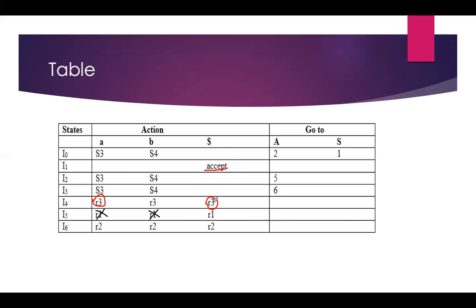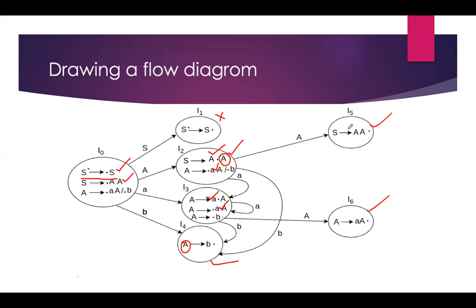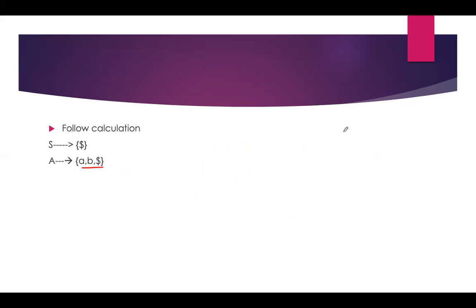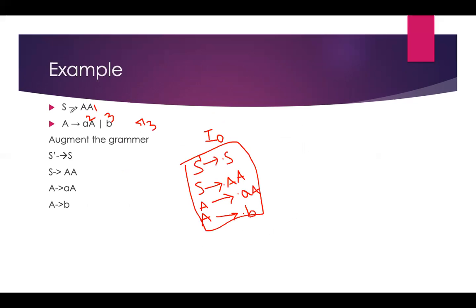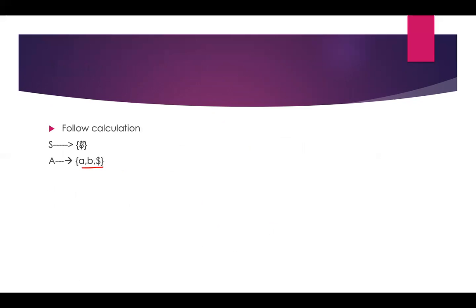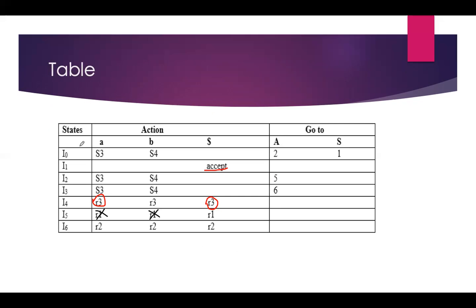Next, I5. Here also after the dot nothing is there. That means we need to fill this rule number under the follow of S only. What is the rule number? This is S tends to A, rule number 1. So where we need to fill? Under the follow of S. What is the follow of S? Dollar. So in the table, I5, under dollar, here I fill R1.